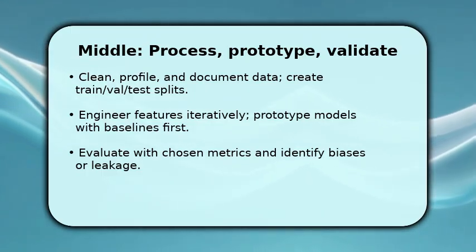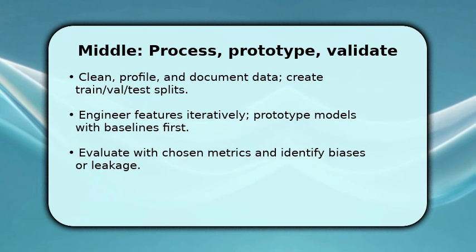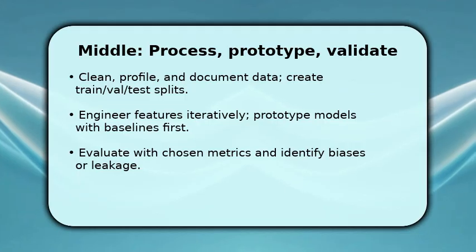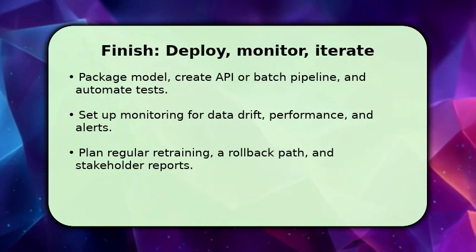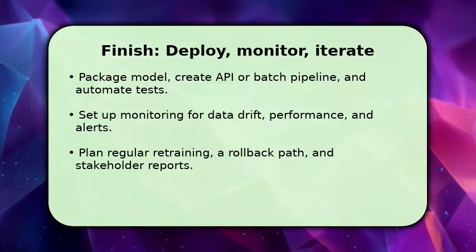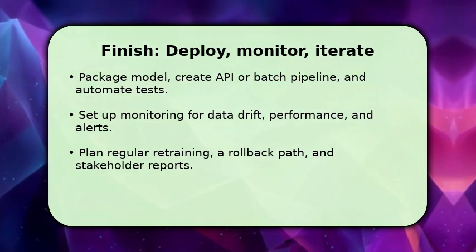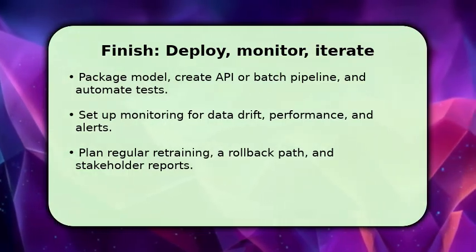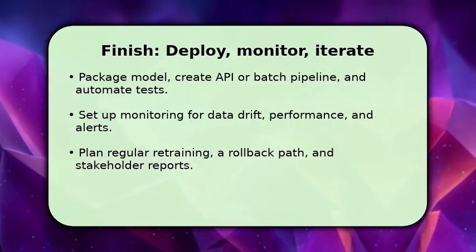To finish, package your model and integrate it into an API or scheduled batch pipeline. Automate unit and integration tests so deployments are safe. Then instrument runtime monitoring to track data drift, latency, and metric changes. Alert when thresholds breach so you can act fast. Finally, schedule retraining, maintain a rollback path, and report results to stakeholders.